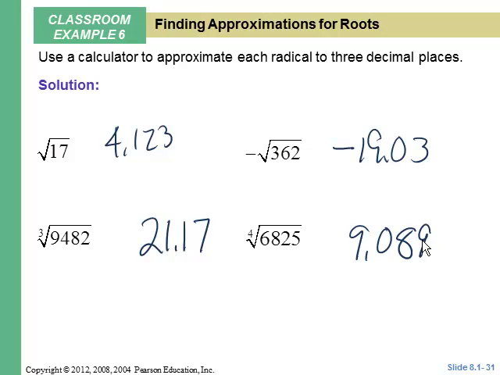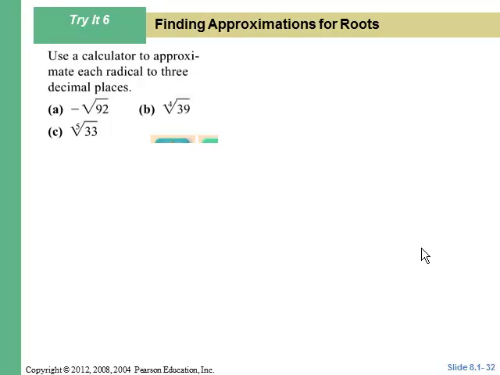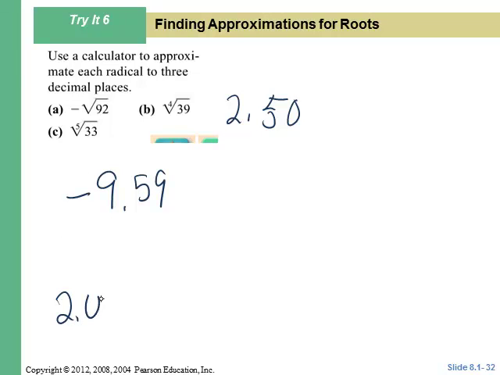All right. You do these. So the square root of 92, make sure you put a negative sign on the front, is negative 9.59. Fourth root of 39 is 2.50. And then the fifth root of 33 is 2.01.